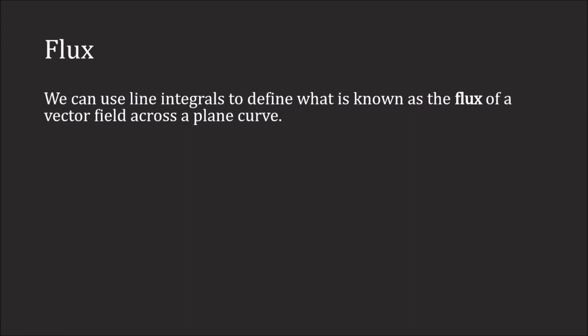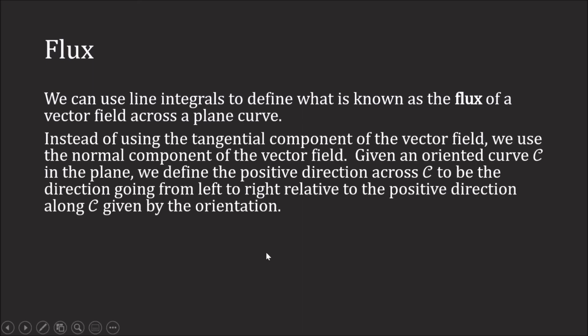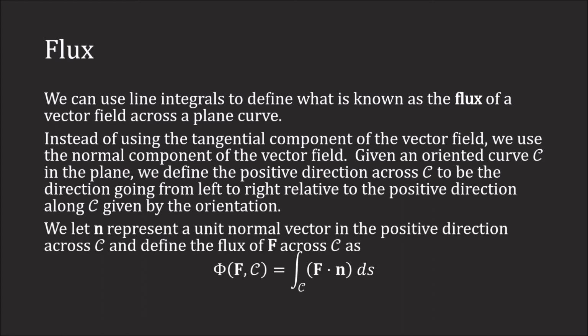We can use line integrals to define what is known as the flux of a vector field across a plane curve. So instead of using the tangential component of the vector field, we use the normal component of the vector field. Given an oriented curve C in the plane, we define the positive direction across C to be the direction going from left to right relative to the positive direction along C given by the orientation. We let n represent a unit normal vector in the positive direction across C and define the flux of F across C as capital Phi of F across C is the line integral along C of F dot n ds.